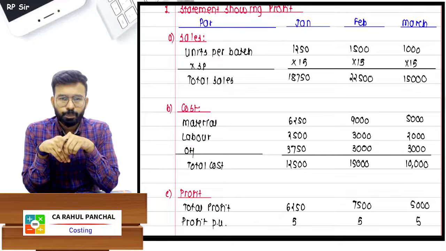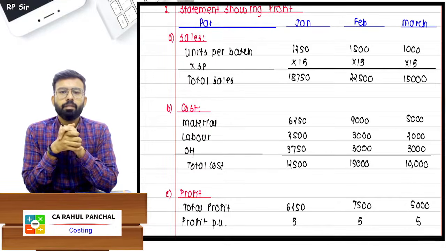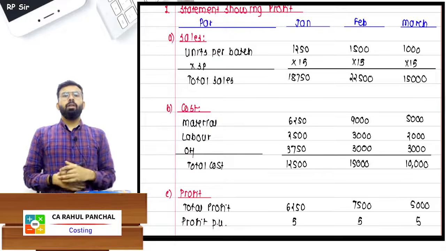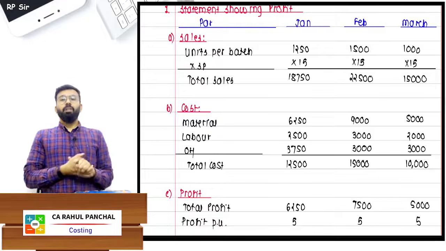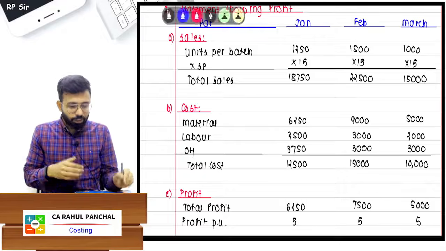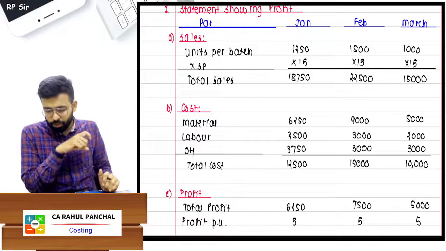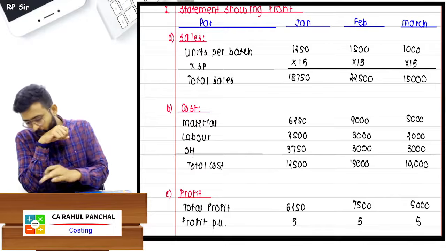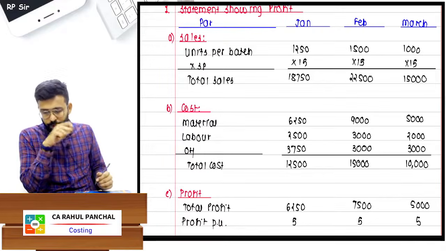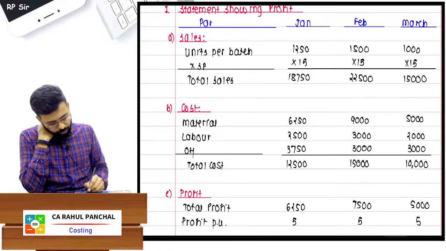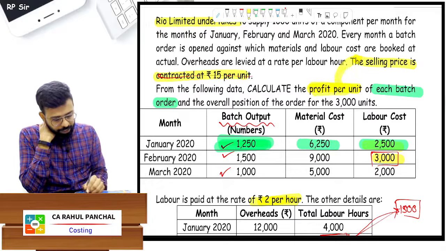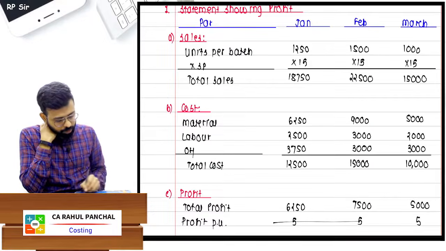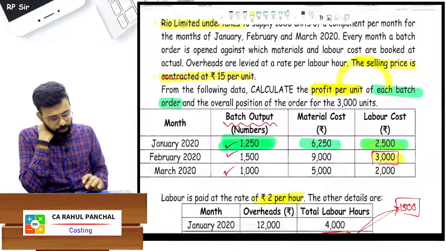Now, having done this, there is one more requirement in the question. There were two requirements, if you just have a look. The first one was to calculate the profit per unit of each batch. So they were asking for this profit per unit, which we have calculated for each batch, that is this 5, 5, 5.